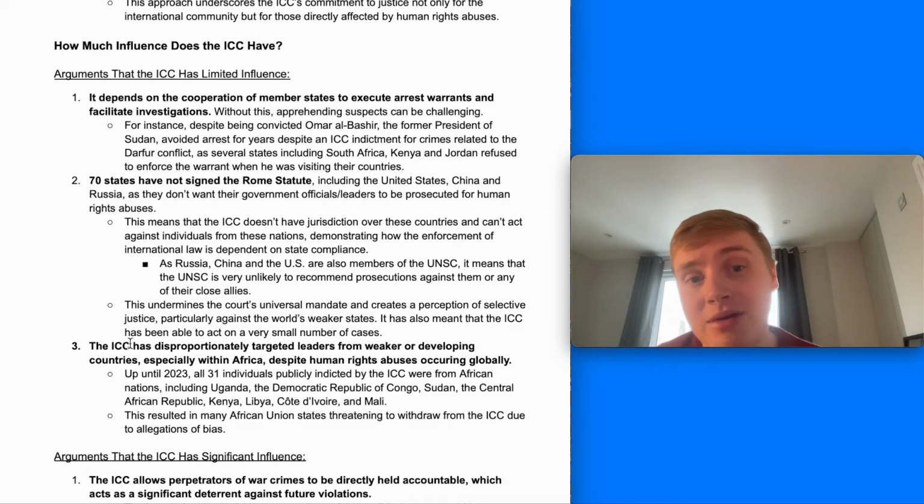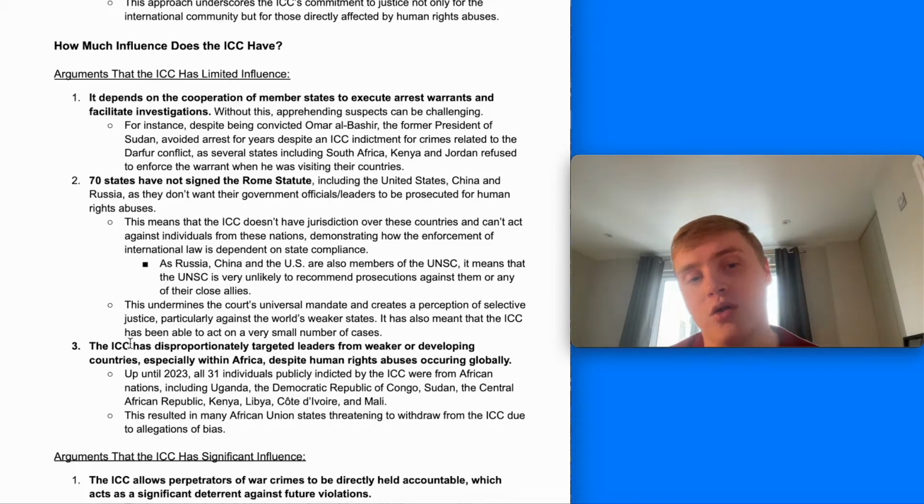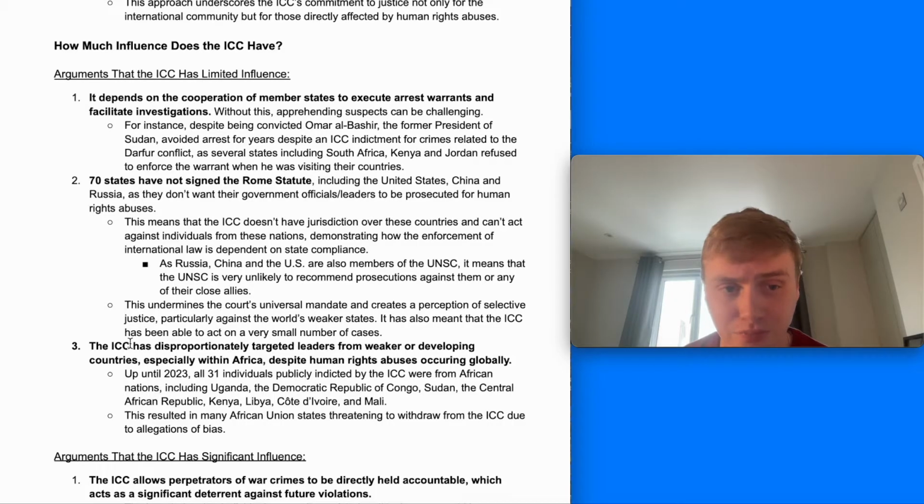For example, despite being convicted, Omar al-Bashir, the former president of Sudan, avoided arrest for years, as several states, including South Africa, Kenya, and Jordan, refused to enforce the warrant when he was visiting their countries.